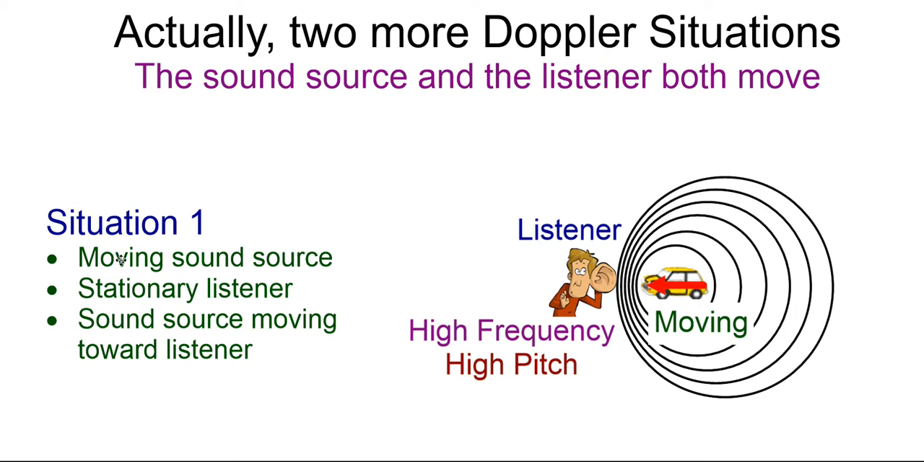Let's see, we have a moving sound source, the car is moving. Stationary listener, he's not moving. The sound source is moving toward the listener. It's going this direction, so it causes crunching here, doesn't it, of the waves. And so that guy here hears a high frequency and a high pitch.